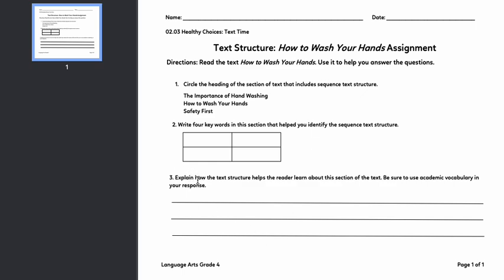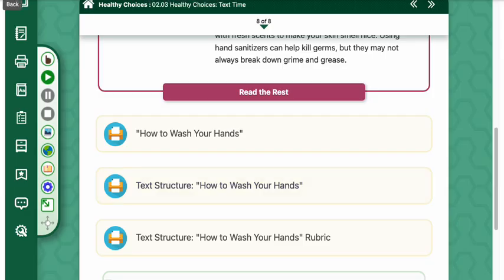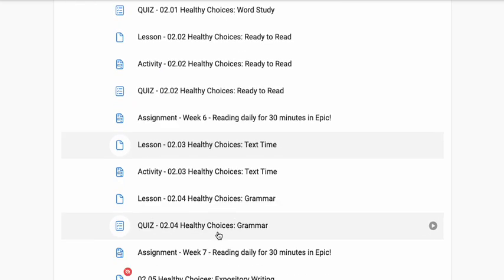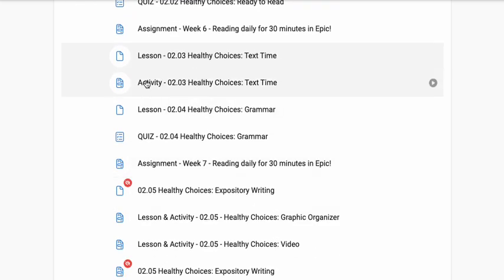Finally, you're going to explain how the text structure helps the reader learn about this section. All right, make sure to use vocabulary like structure, sequence, heading, and your answer. All right, when you're done, you're going to submit it right over here into activity 203. Don't forget to be doing your 30 minutes of reading. You got this, 4th grade.